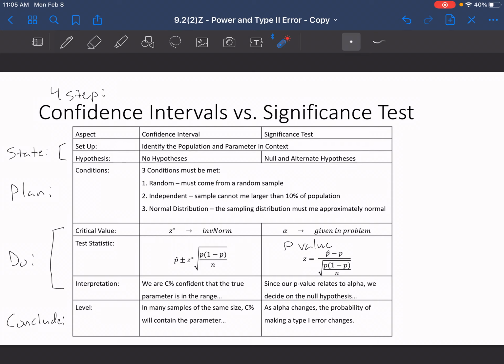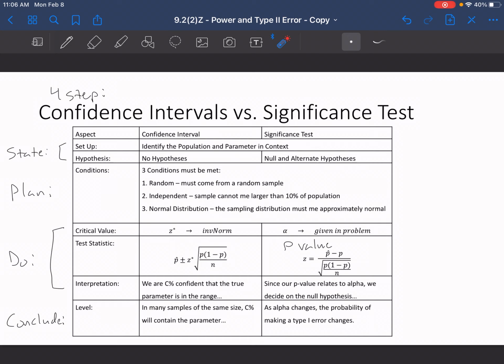So really the conclusion for confidence intervals is going to come down to: in many samples of size n, C percent of the intervals, whatever our confidence level is, will contain the parameter that we're discussing. That's essentially what the conclusion comes to. When we're looking at the conclusion for a significance test, we're going to be interpreting whatever we found in the do portion. So since our p-value relates to alpha, we decide whether to reject the null hypothesis or to fail to reject the null hypothesis based on our p-value and how that relates to our significance level. And then we also want to state, as alpha changes, the probability of making a type 1 error changes.